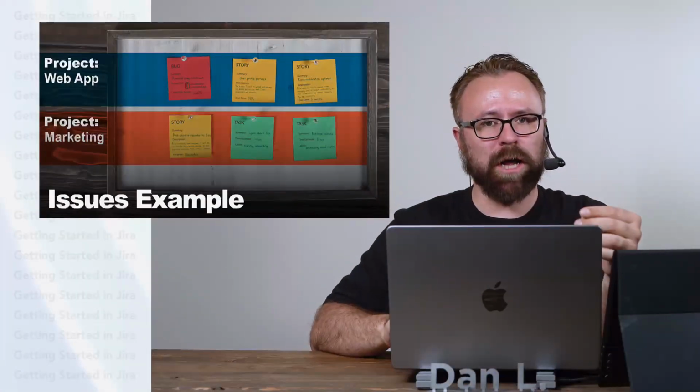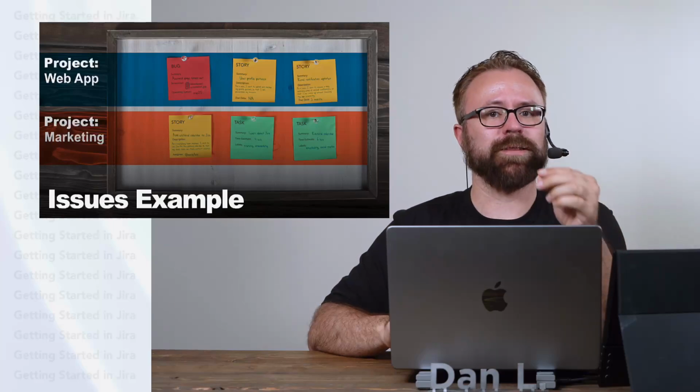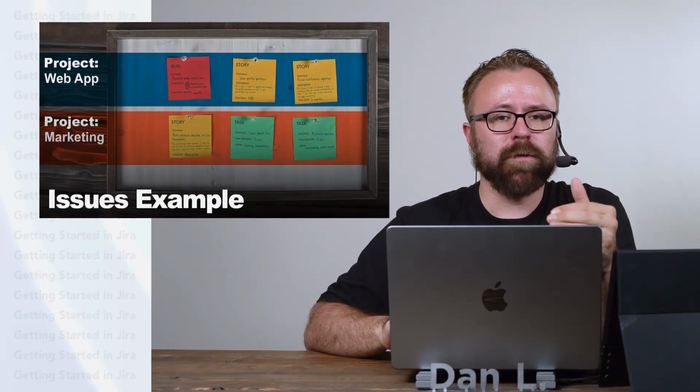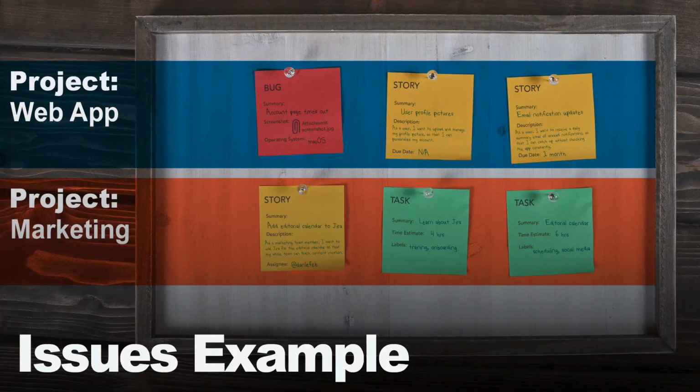inside the project is where you determine the types of issues that you'll have. Now, if you look at this example, the story issue type in the web app project has a due date field that the marketing team's story issue type doesn't track because maybe they don't need that field. So it's just extra for them. Of course, we'll see a lot more of this as we dig into Jira itself, but hopefully you're already starting to see how powerful this sort of organization really is.